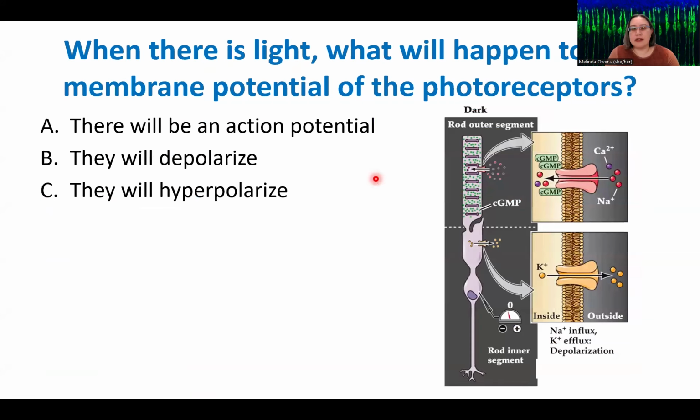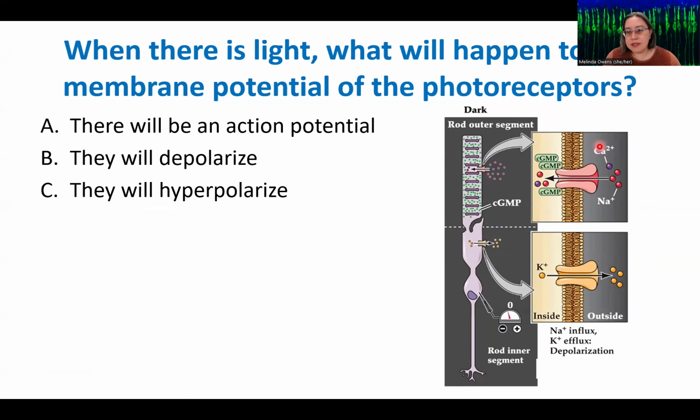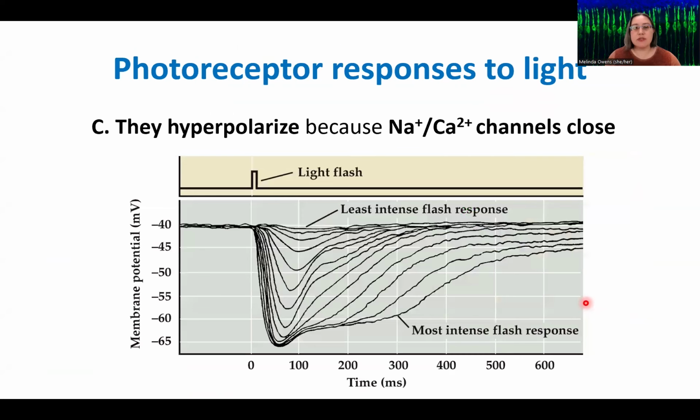So when there is light, and here I'm showing you what happens in the dark, but when there is light, what will happen to the membrane potential of the photoreceptors? All right, actually, it will hyperpolarize, right? Because this cation channel will close, but there's still the leak channels, the potassium leak channels. So these channels close and it's hyperpolarized.